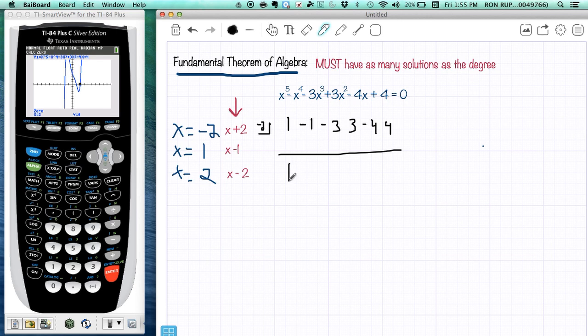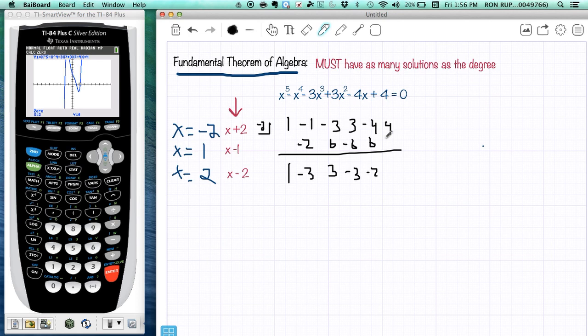So I bring my 1 down. Negative 2 times 1 is negative 2. Negative 2 plus negative 1 is negative 3. Negative 3 times negative 2 is 6. Negative 3 plus 6 is 3. Times negative 2 is negative 6. Plus 3 is negative 3. Times negative 2 is 6. Plus negative 4 is negative 2.